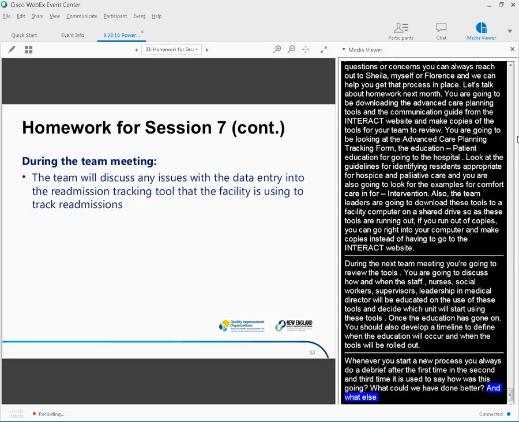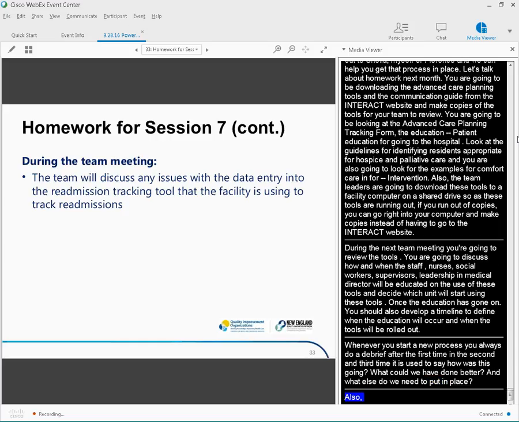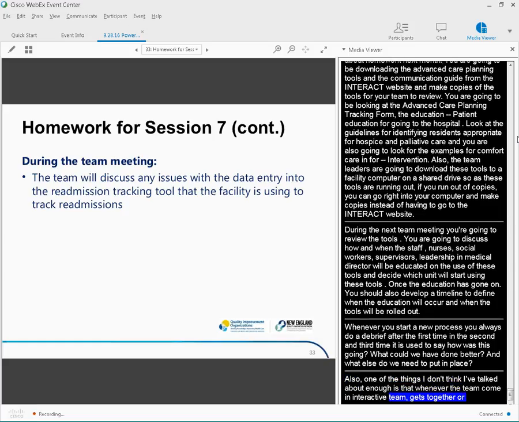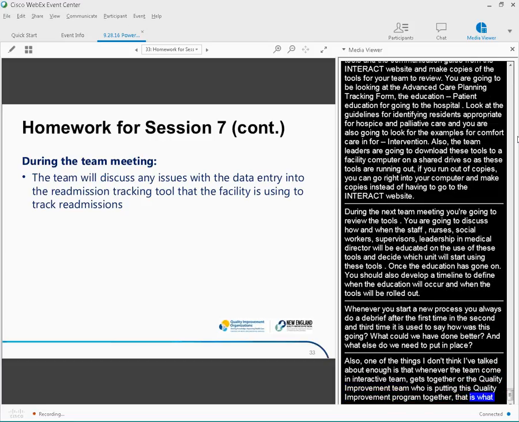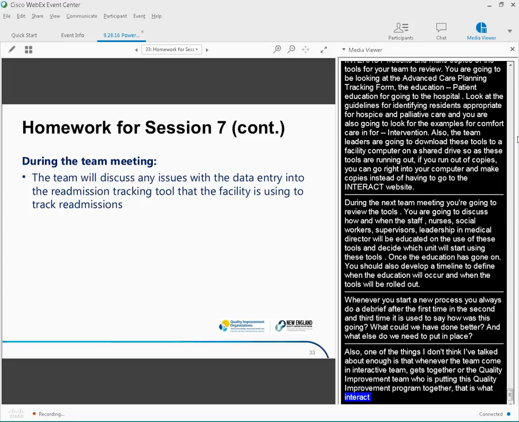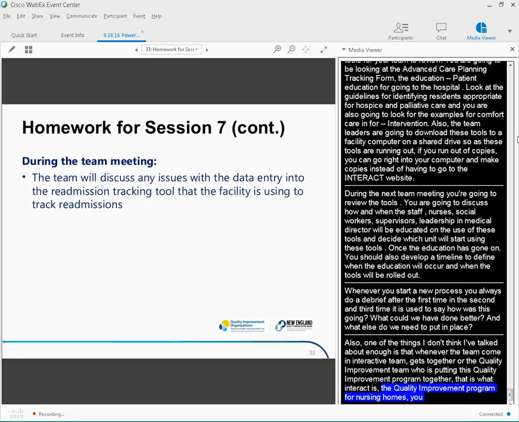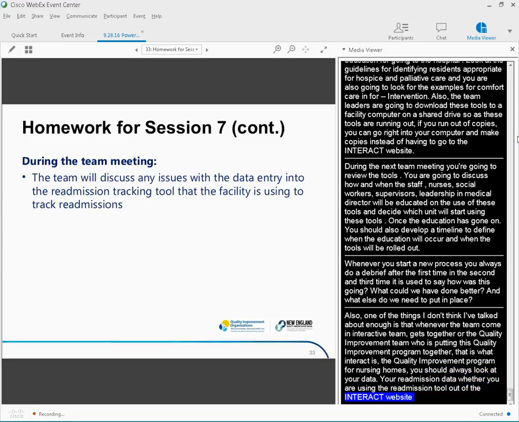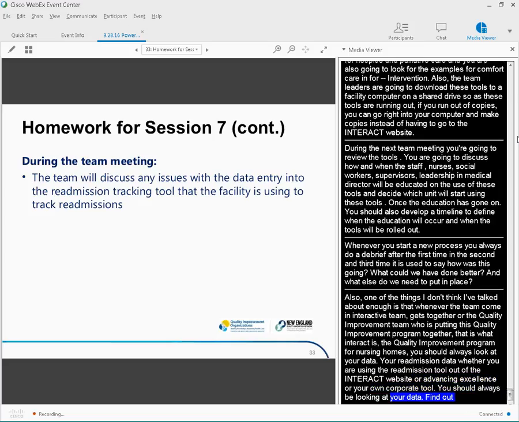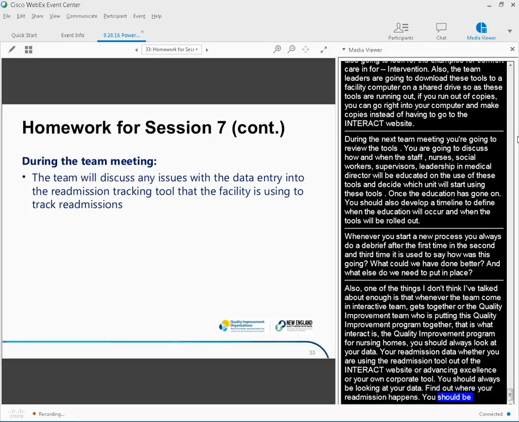Also, one of the things I don't think I've talked about enough is that whenever the Interact team gets together, or the quality improvement team who's putting this quality improvement program together, because that's what Interact is. It's a quality improvement program for nursing homes. You should always be looking at your data, your readmission data, whether you're using the readmission tool on the Interact website or Advancing Excellence or your own corporate tool. You should always be looking at your data, find out where your readmissions happened. What day of the week, what physician, to see if there's any trends, and then what can you do about it.